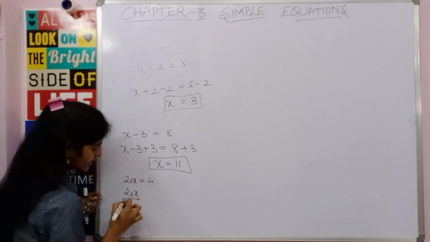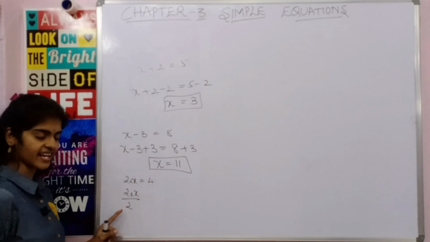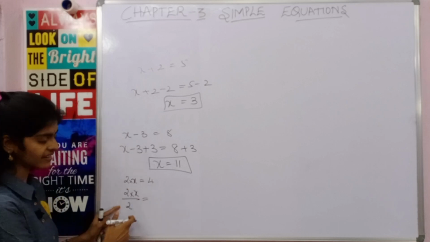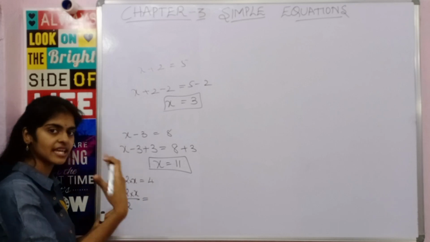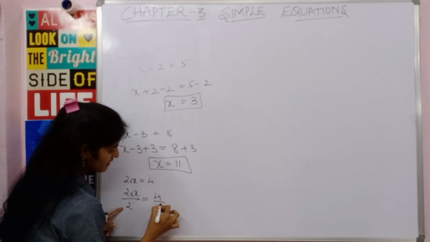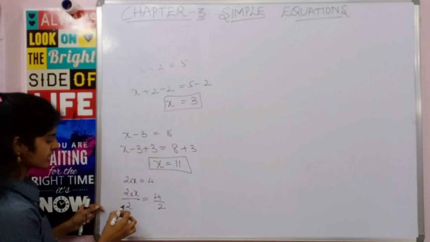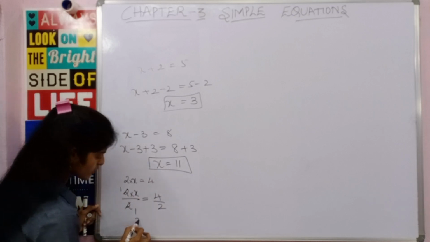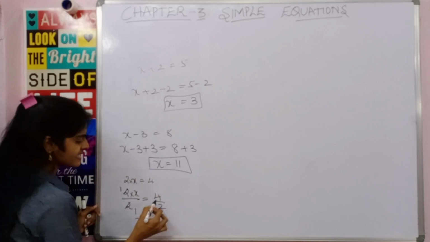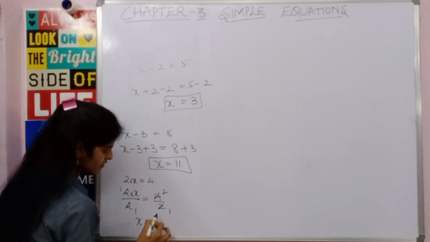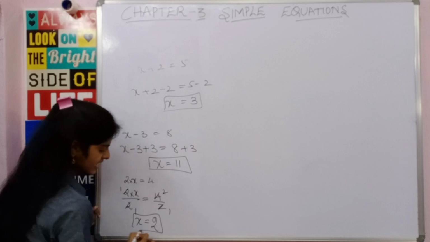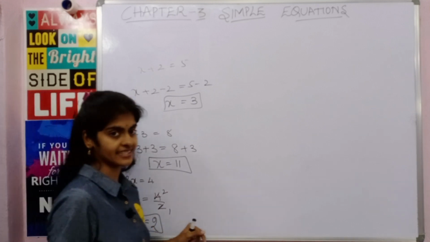So this is nothing but 2 into x divided by 2 is equal to, now since you are dividing something on LHS, you have to do the same thing on RHS, so it is 4 divided by 2. Here you can see 2 ones are 2, so you will get the value of x. x is nothing but 2 twos are 4, so x is 2. Clear? So now let us take another case.